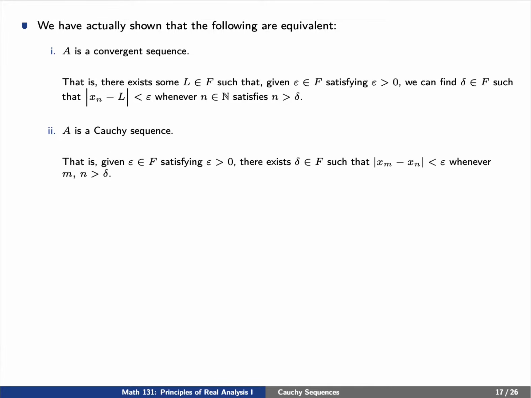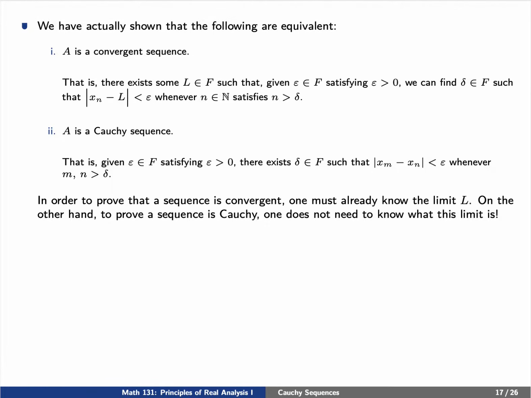Second, we have a Cauchy sequence. That is, given a positive epsilon, we can find a delta such that the absolute value of x sub m minus x sub n is less than epsilon whenever m and n are greater than delta.